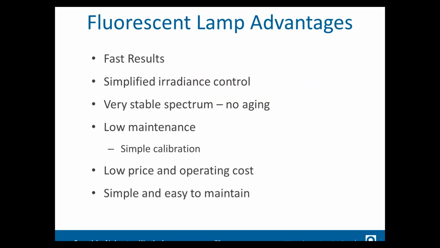So one of the advantages of fluorescent lamps is that because they're really focused in the UV range, we can get much higher irradiance than you can get with a xenon arc. So sometimes you can get faster results if your material is responsive to higher irradiance. The irradiance control is a bit easier because the spectrum is stable. Unlike the xenon arc lamps, the only thing that changes over time is the maximum irradiance that can be achieved by a lamp, but the spectrum itself stays the same. And because of that, they're lower maintenance, they're lower price and operating costs, and they're very easy to maintain.